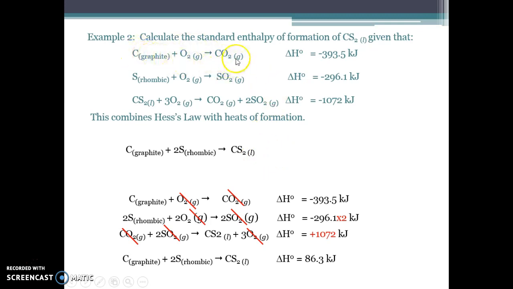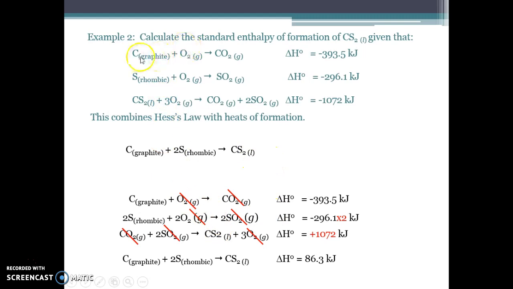So here's carbon reacting with oxygen to produce CO2. Here's sulfur reacting with oxygen to produce SO2. And then we can get CS2 to react with oxygen to produce those same two gases. The fact that we've got these two gases associated with more than one equation is why we're going to use Hess's law to figure it out. So here's our target equation: carbon plus sulfur gives you carbon disulfide, liquid form.